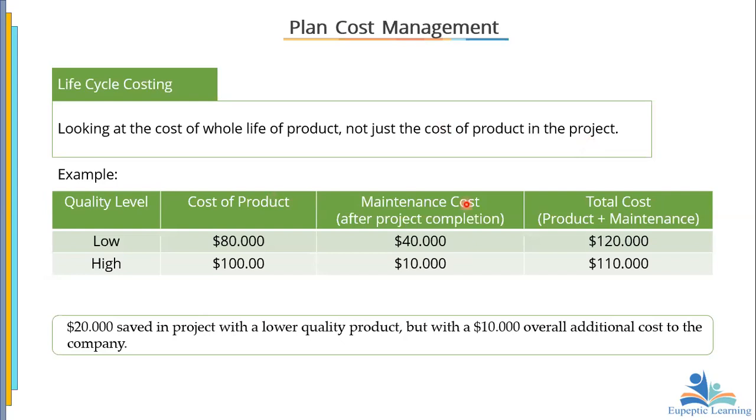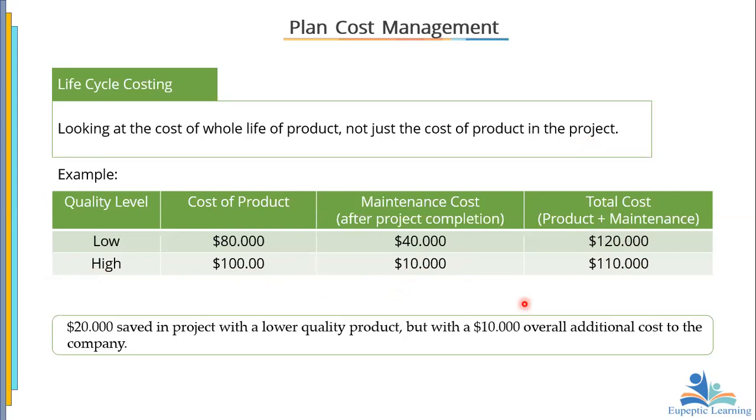So if you look at what we have now, the total cost is 120. But if we had purchased the one at 100, the maintenance cost is just 10 Ghana cedis or $10. We put it together, that is 110. You see?